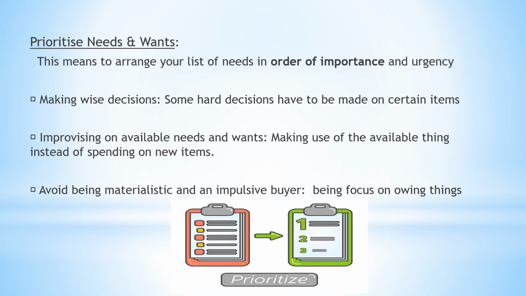Lastly, avoiding being materialistic and an impulse buyer. Basically, an impulse buyer, as you might know, is buying without thinking, buying without having a plan for it. Being materialistic is being focused on owning things that are not necessary. So being materialistic or an impulse buyer will make you buy a lot of things that you do not need, or that are not really needed by the family. So it avoids spending unnecessarily.